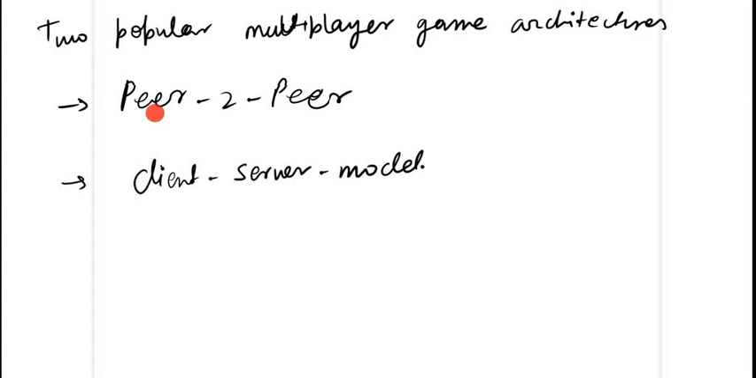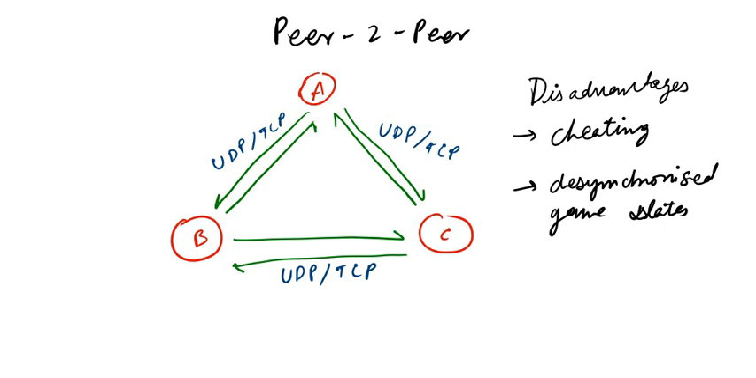In this tutorial series, I will be explaining the client-server model used in multiplayer games. First, we will look into the other model, which is the peer-to-peer model. We'll also look into the disadvantages of this model so that you can appreciate the client-server model more.